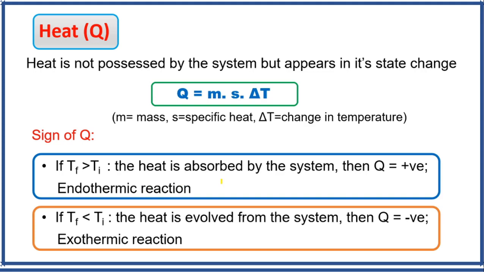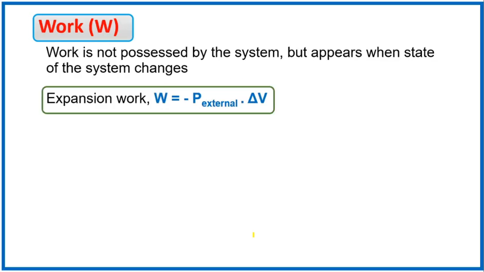For example, if the final temperature is less than the initial temperature, what does it mean? The system is giving out some energy in the form of heat. Then delta T becomes negative. If delta T is negative, Q becomes negative. Therefore, for exothermic reactions, or reactions in which heat energy is evolved, the Q value will be negative. Now we will go to the concept called work.